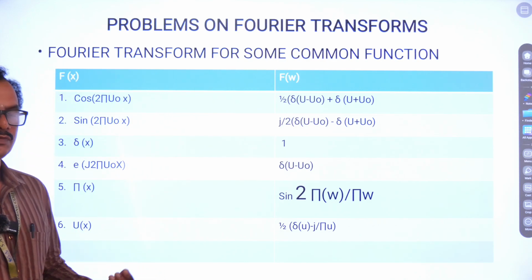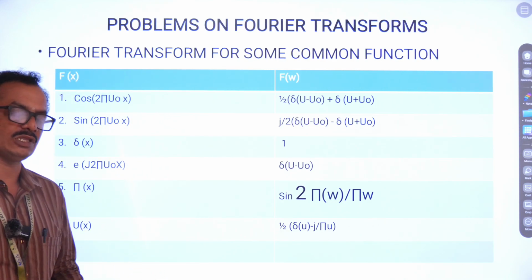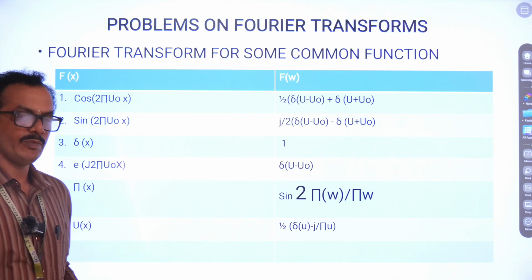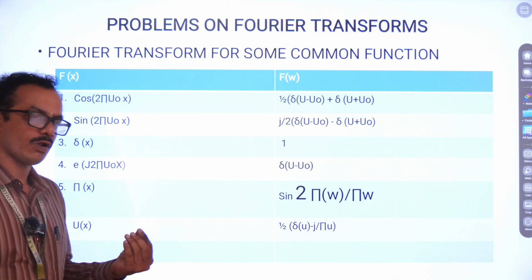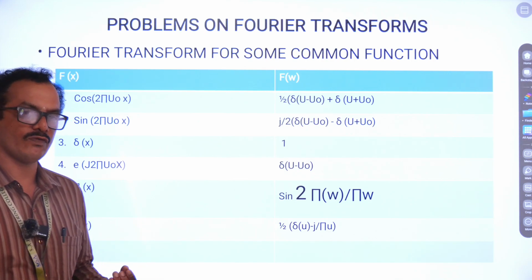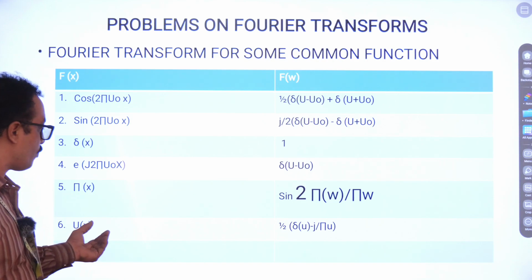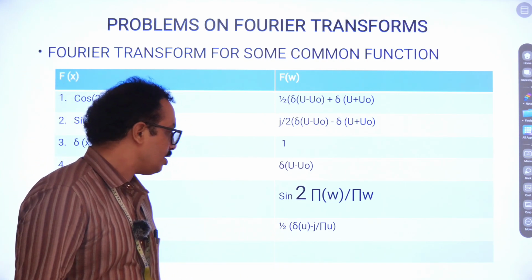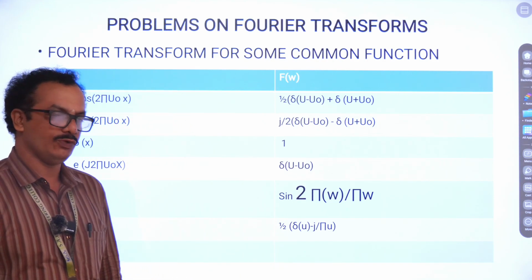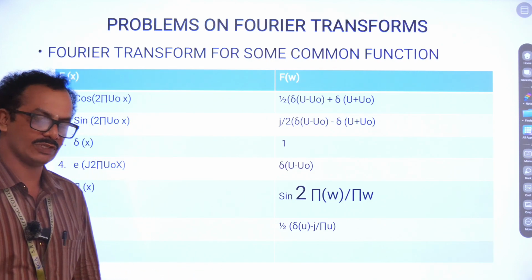Similarly, when I take the Fourier transform for u of x, what is it? It is the step signal. It exists for all positive values, and the value of the amplitude will be 1. So when I take the Fourier transform, the answer will be 1 by 2 del of u minus j by pi u. So kindly make a note of the reference table.